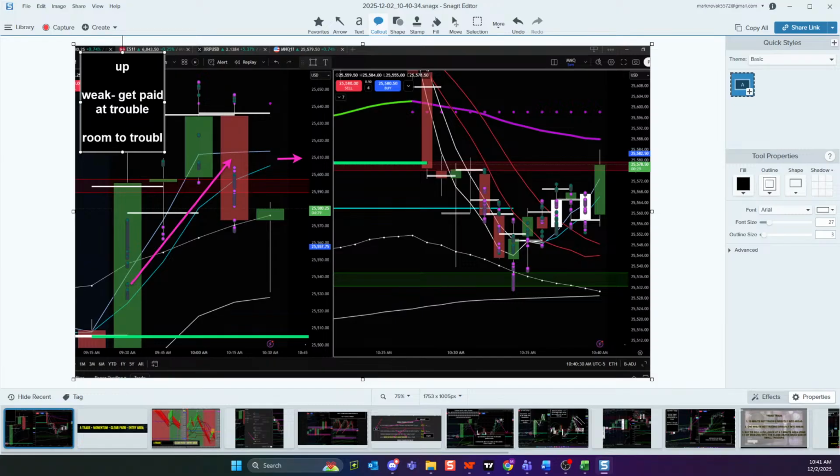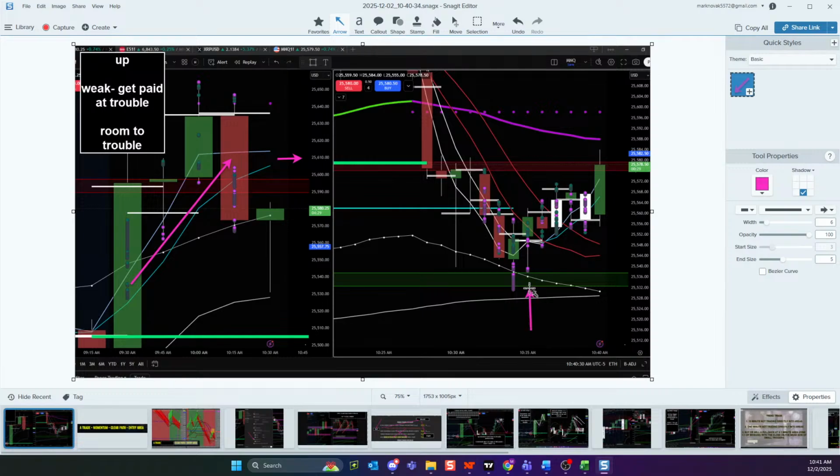Was there room to trouble from a close on the correct side of the small triggers? Did it make it to trouble from a close on the correct side of the small triggers? Could you defend this trade in a court of law? Could you say, this fit my rules 100%, I managed it per the plan, Your Honor?